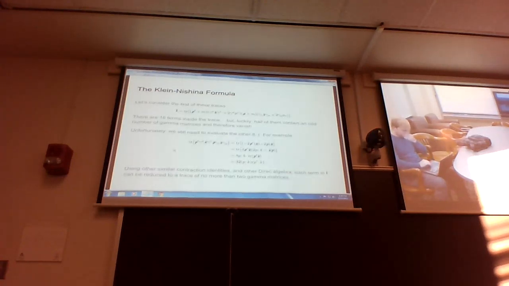All right, so let's look at one of these traces. Let's look at trace 1. You look at this thing, and it's a mess. When you square this out, there are 16 possible terms inside this trace. Luckily for us, half of them, 8 of them, contain an odd number of gamma matrices. As soon as you see that, you should say, I can drop those terms. So those vanish. But unfortunately, we still have to evaluate the other 8.